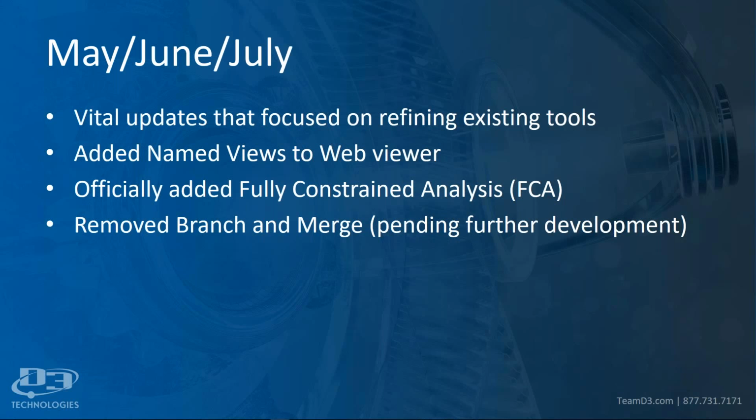A lot of vital updates that were about refining the tools that we already had. They added name views to the web viewer. You had a couple of name view features going in and out there. We now have them, which is awesome, both in CAM, in the model environment, and within the online browser. And they officially added the fully constrained analysis within the simulation environment, which is great. Let's see, they removed the branch and merge, and I mentioned that earlier. So that is something I would look into.